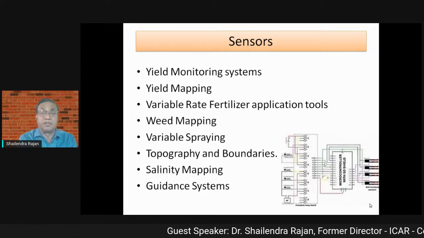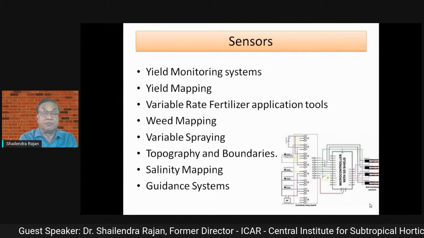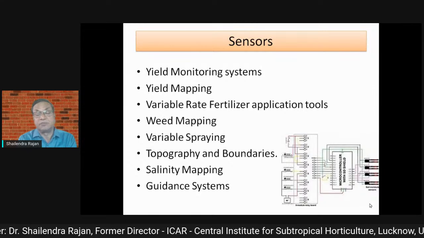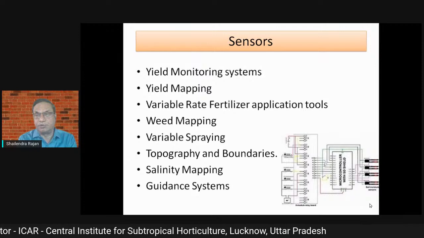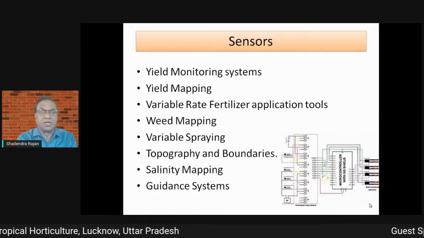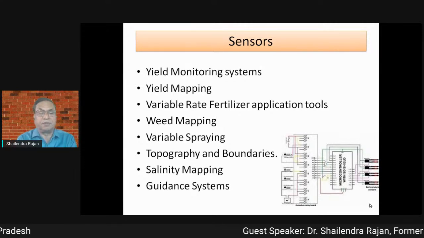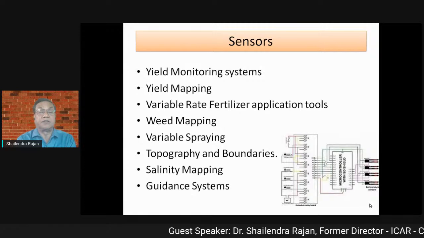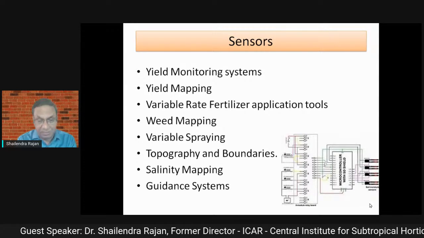Variable rate fertilizer application tools are there. For that, sensors are there, weed mapping, then variable spraying. The variable spraying is becoming important because of reducing input cost, as well as reducing the runoff or the application of the insecticide to the soil, not to the plants.